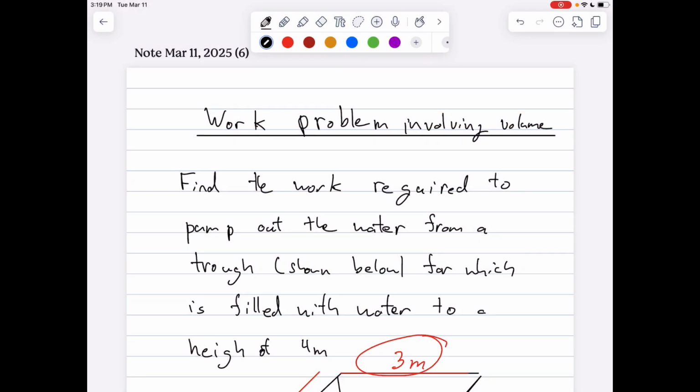Hello everyone, so today we've got a Calc 2 problem involving work. Work problems are one of the applications you typically do in a Calculus 2 or 1 class. Now, what we have here is the following.